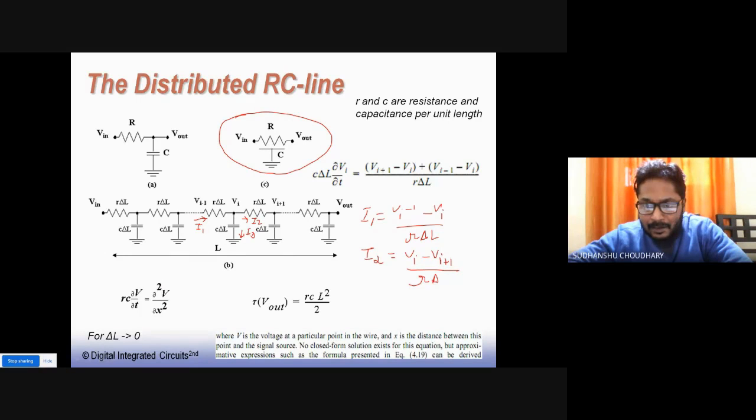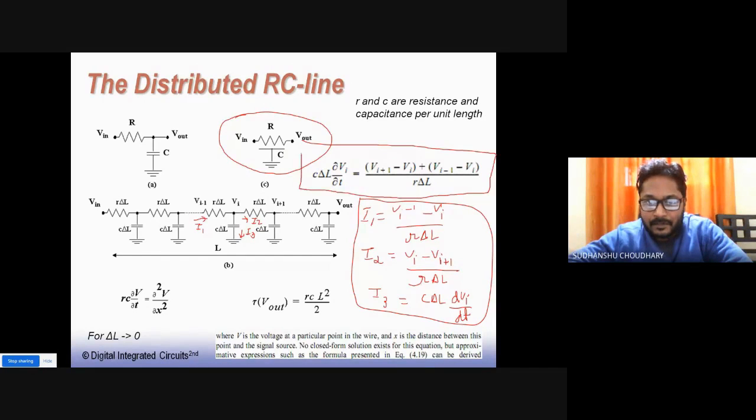Similarly, one can find out I3. So I3 can be written as C delta L dVi by dt. So one can use I1 is equal to I2 plus I3, and you arrive at this equation here. Further, if you try to reduce this equation, you will arrive at this equation.